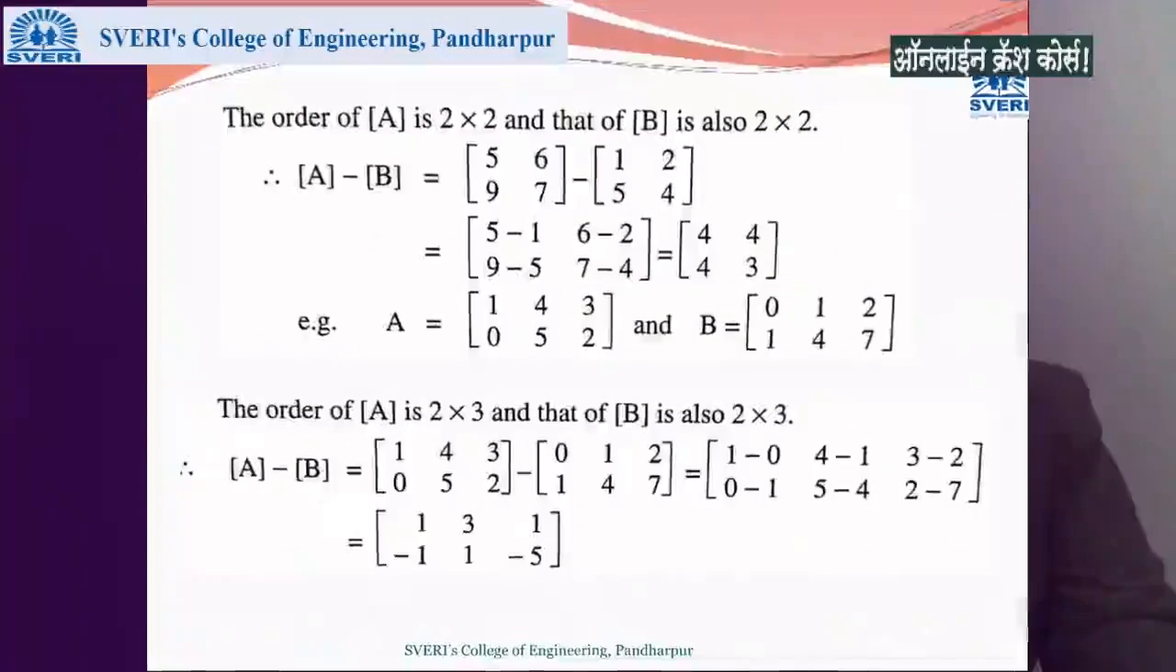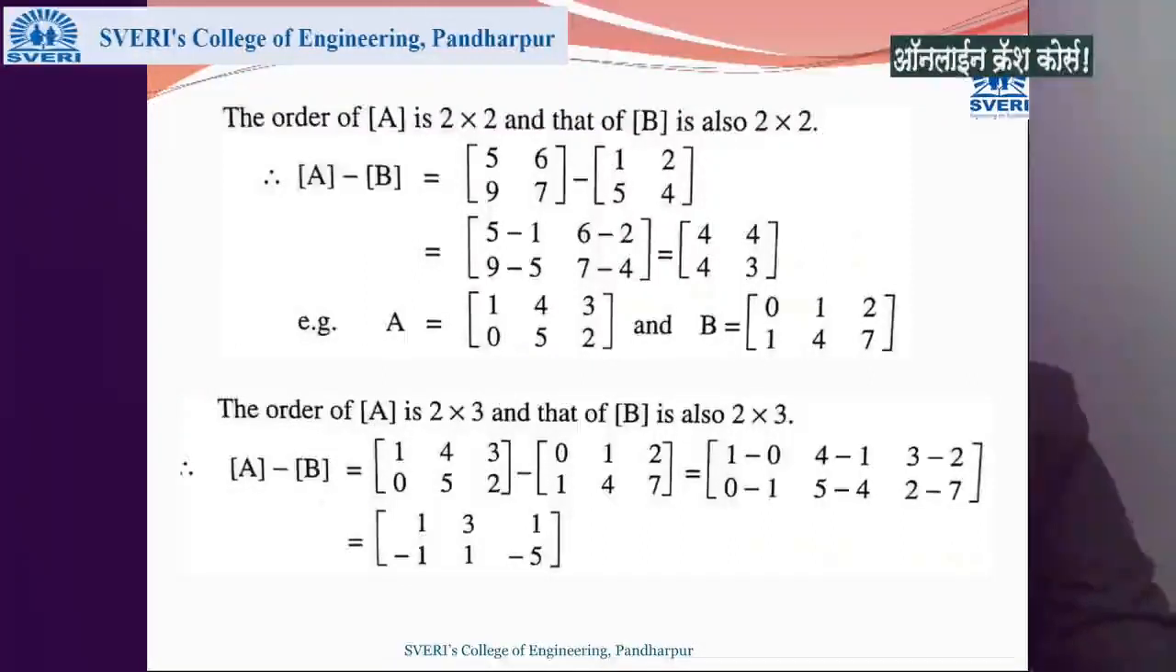Now subtraction of two matrices. Again we are taking matrix A with order 2 and matrix B with order 2. If matrix A is equal to 5, 6, 9, 7 and matrix B has elements 1, 2, 5, 4. Here also we use the same method as in addition of two matrices. So 5 minus 1, 6 minus 2, 9 minus 5, 7 minus 4. What does it give? 4, 4, 4, 3.